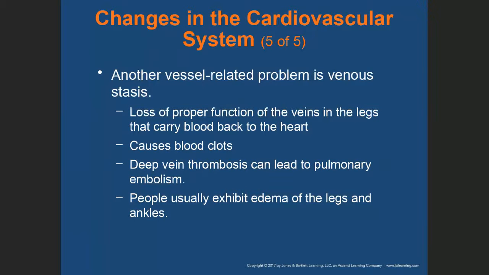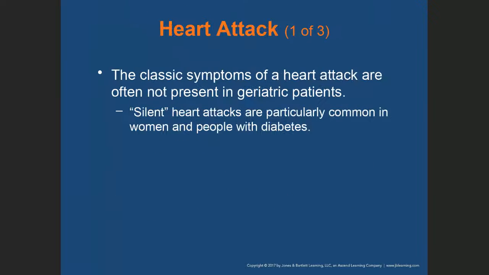Another vessel-related problem is venous stasis, so the blood doesn't flow very well in the venous system, and this puts the patient at risk for developing clots. Loss of proper function of the veins in the legs that carry blood back to the heart causes blood clots. Deep vein thrombosis can lead to pulmonary embolism. People usually exhibit edema of the legs and ankles.